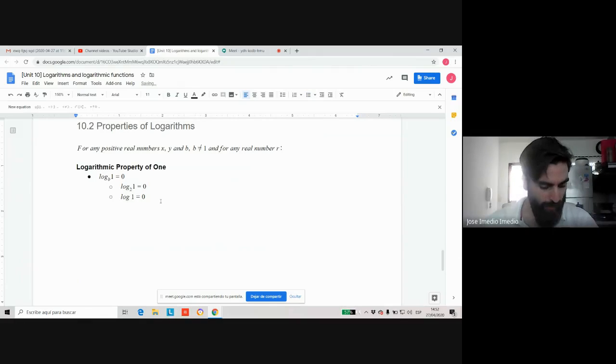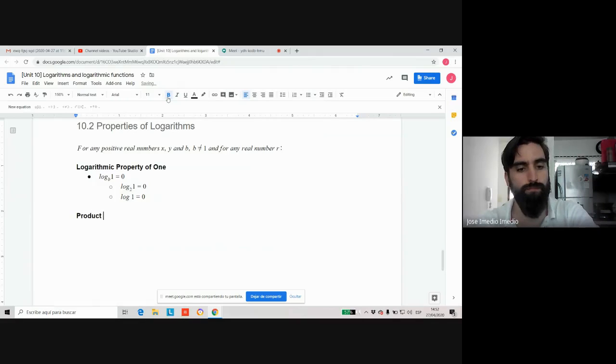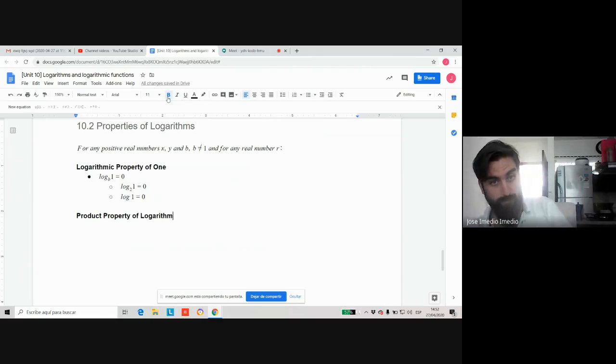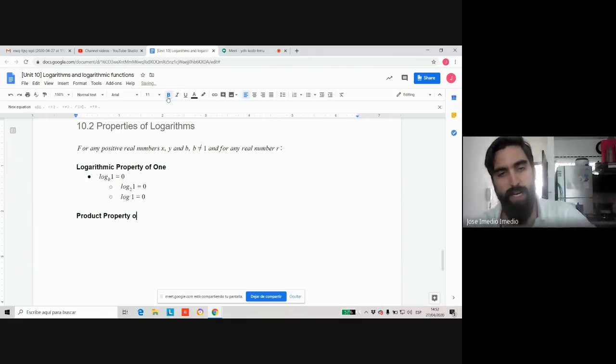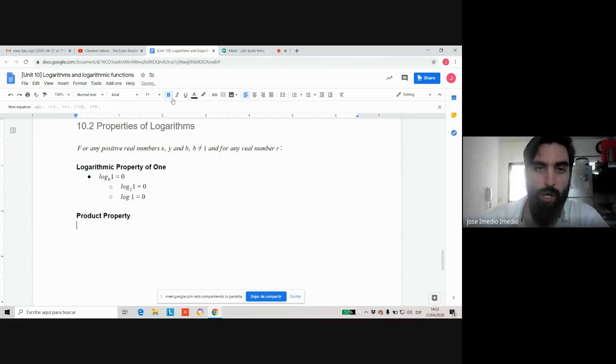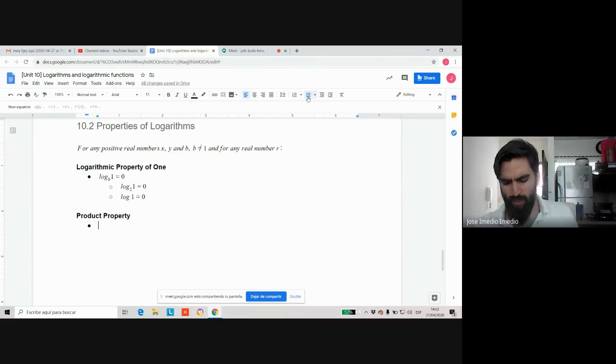Second thing, it's the product property of logarithms. Let's call it product property. What does this property say? It's going to be weird in the beginning, but then you're going to understand it actually relates to other things we learned previously this year.